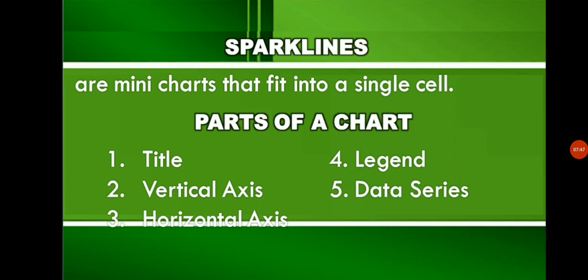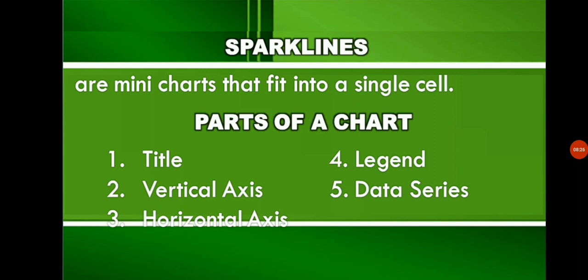So these are some parts of the chart. We have first, the title; second, vertical axis; third, horizontal axis; fourth, legend; fifth, data series. A title describes what the chart is all about. The vertical axis, also known as the y-axis, is the vertical part of the chart. It measures the height of the value of the columns. The horizontal axis, also known as the x-axis, is the horizontal part of the chart. It identifies the categories in the chart. It is called the category axis.